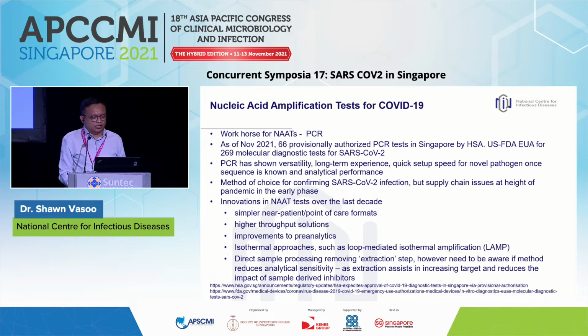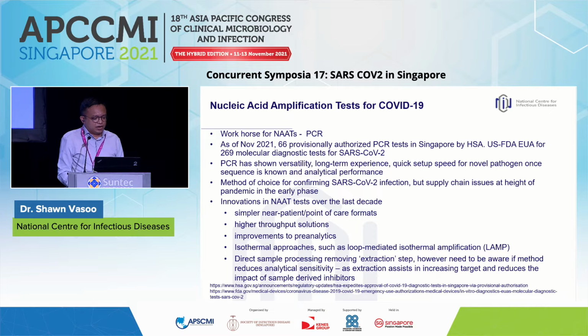If you look at the FDA EUA clearance list, there are 269 molecular diagnostic tests now on the FDA website for SARS-CoV-2. PCR, of course, is versatile. There's long-term experience, and there's quick setup speed. And in fact, in Singapore, before the assays were set up specifically for SARS-CoV-2 with the published sequences, our National Public Health Lab had been preparing for a coronavirus outbreak. They had a pan-coronavirus PCR, which we used initially to diagnose our first cases of COVID, and after that, sequencing.